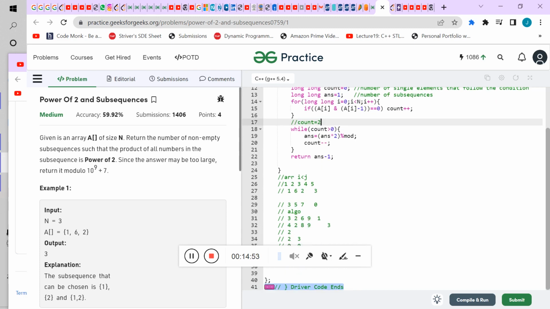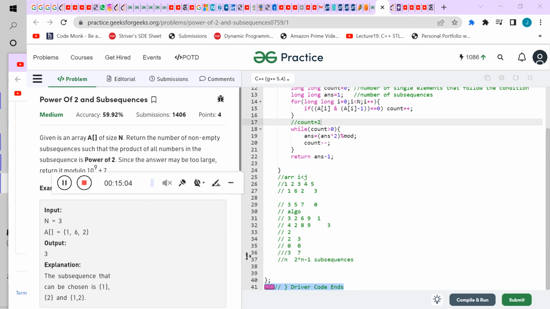So now what will I do? Now I will have a count of how many elements follow the condition independently. Now how will I calculate the number of subsequences that can be made? So the question boils down to this: we have a number of elements that follow a particular condition, which I have found out as a count.